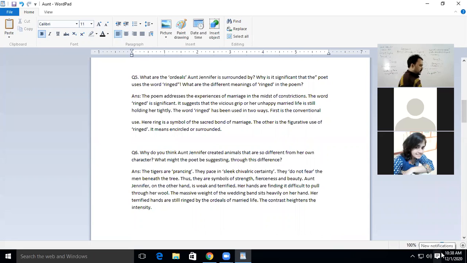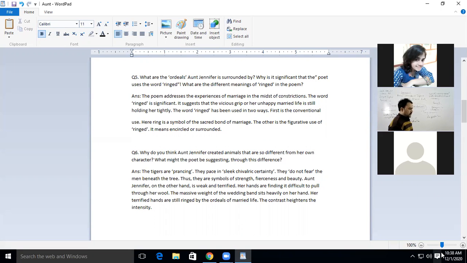What are the ordeals Aunt Jennifer is surrounded by? Why is it significant that the poet uses the word ring? What are the different meanings of ring in the poem? Yes, who is going to answer this question? Prakshal Daga is there. Yes. So here ordeal symbolizes the responsibilities of her family and the bad experiences she is holding, and the burden of the married life that she is leading throughout her life. And ring signifies the wedding band that she got on her marriage day, and the other ring means she is surrounded by all these responsibilities.